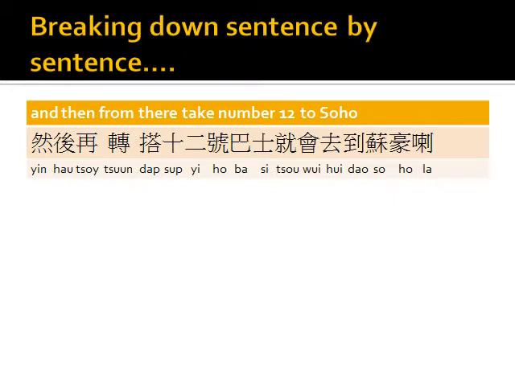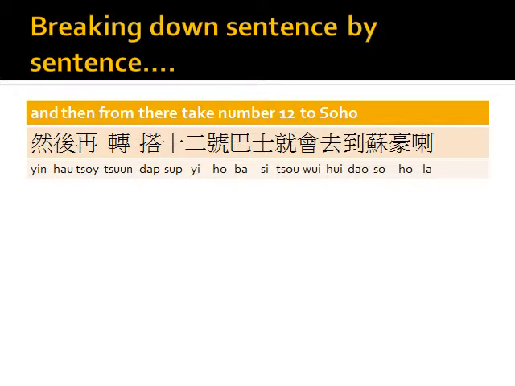Okay, so in this sentence in Cantonese, it reads 然後再轉搭12號巴士就會去到蘇豪啦. Now there should be a lot of familiar words for you already. Now you know Soho, right? Soho is the place that Mr. Ho is trying to get to. Basi is a bus. Da is for getting on the bus, right?